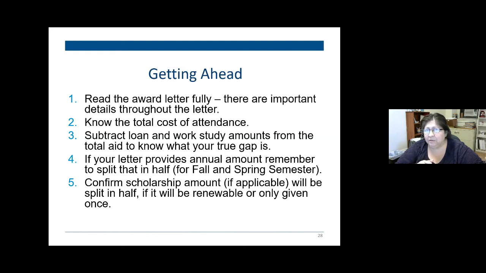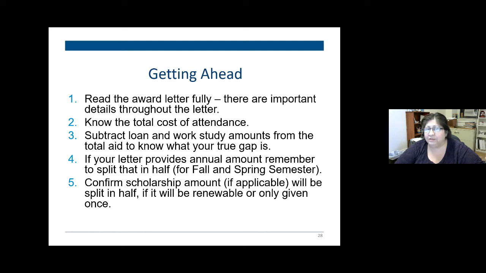If you are taking loans, remember that is the gross amount. The net amount, the lender, which is the Department of Education, will take some origination fees. Not that much, but they will take it. So that will be your net amount. And then confirm the scholarship amount, which, if applicable, will be split in half. Confirm whether it will be renewable or only given once. Those are questions for your financial aid office. Some of them can be renewable, some of them don't have to be, but they will let you know.